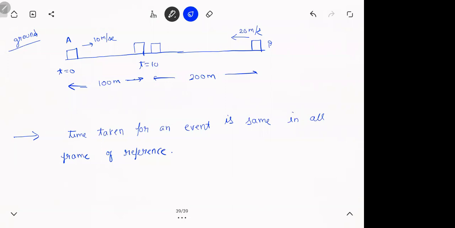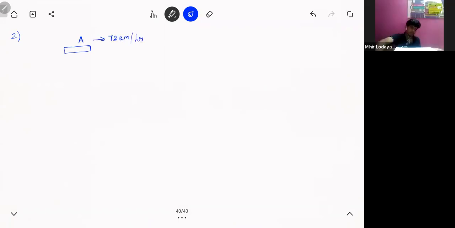Done? Let's see one more question. Now you guys give it a try. We have train A going with 72 kilometers per hour. We have train B going with 36 kilometers per hour on the same track. Then when the distance between them is 500 meters, the driver of train A sees that there's a train in front of us, and he applies brakes.